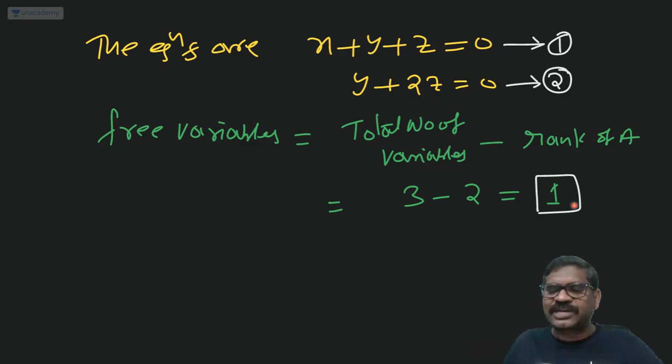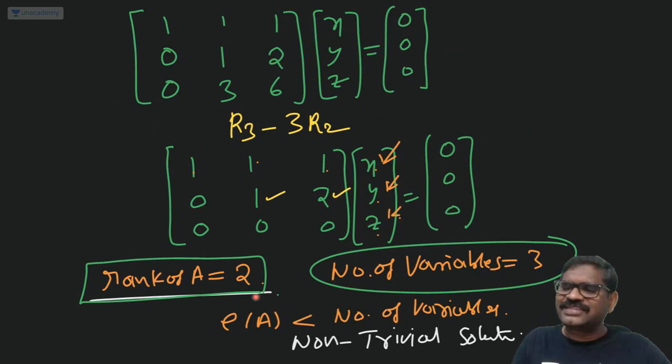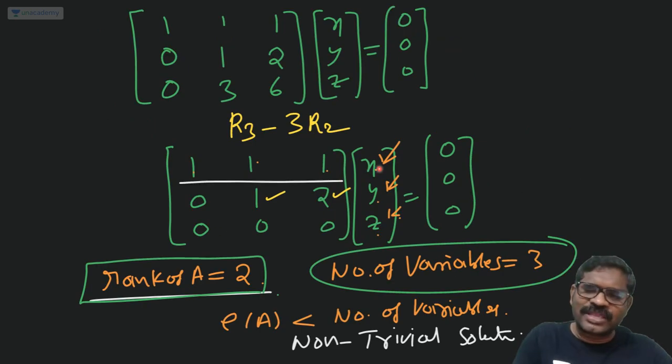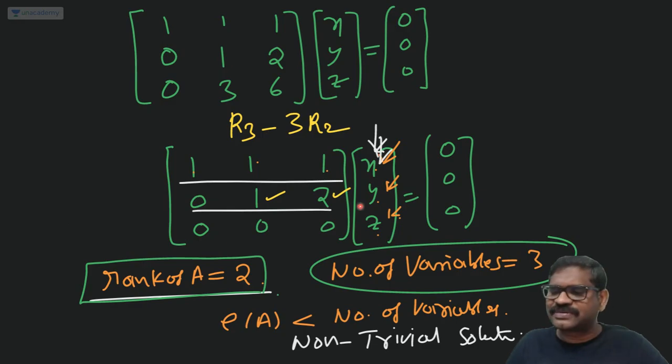Sir, which one? Among 3, you can take any one, either X or Y or Z, because we have 3 variables. Okay? Nandini, how did it come? If you multiply a row with a column, you will get one equation. A second row multiplied with this column, you will get the second equation. Okay?